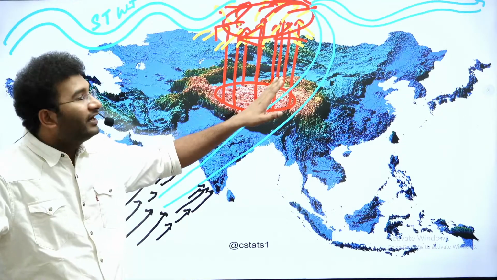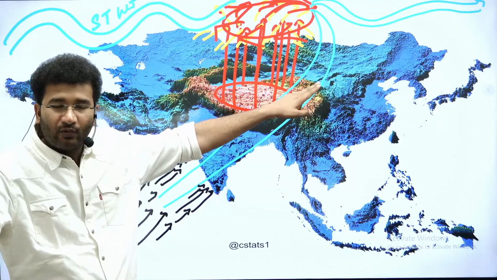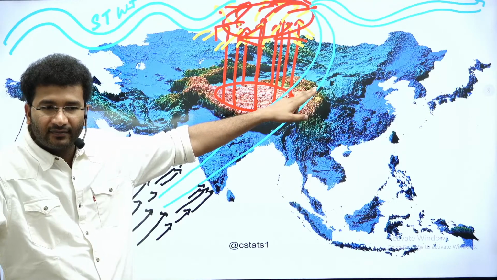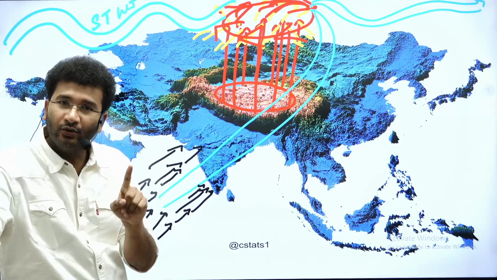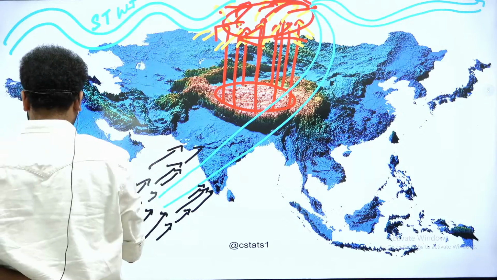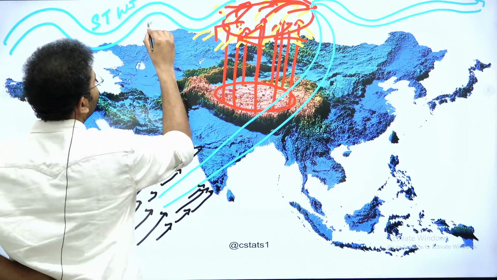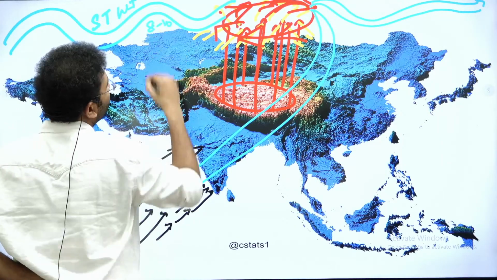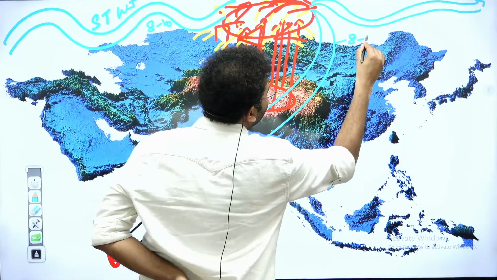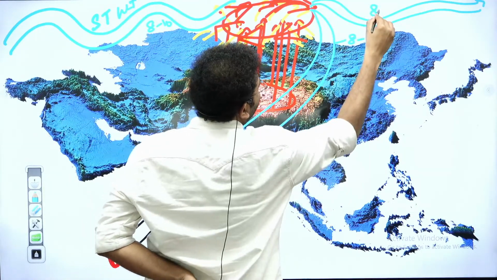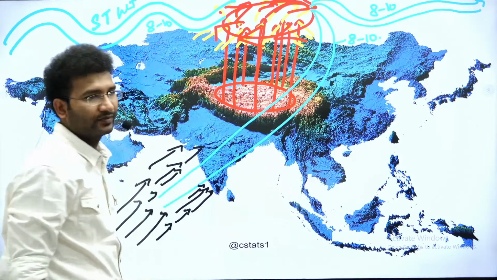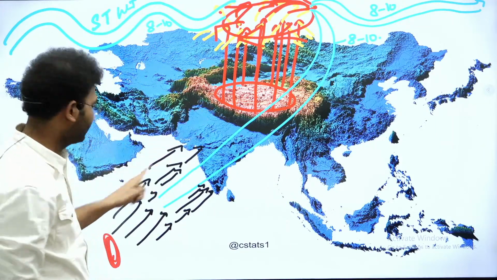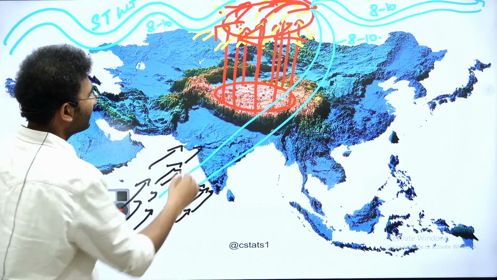Whatever the winds which I have drawn in the blue color, what height are they? 8 to 10 kilometers. Okay? You should remember this: at 8 to 10 kilometers height, this wind is also at 8 to 10 kilometers height. Now what is the height of this? Try to imagine it in 3-dimensional.